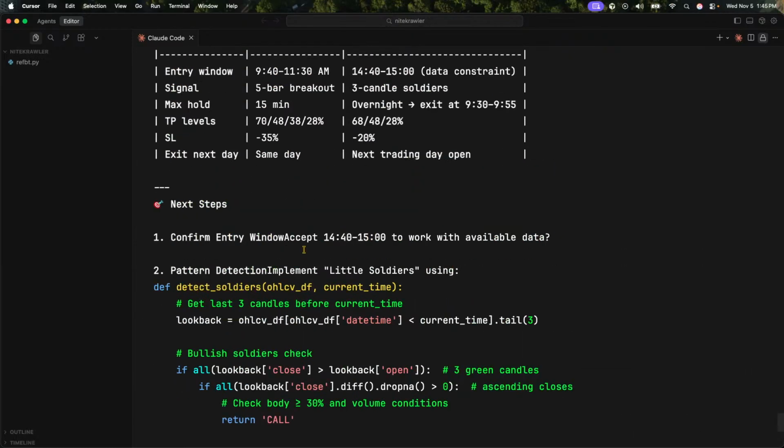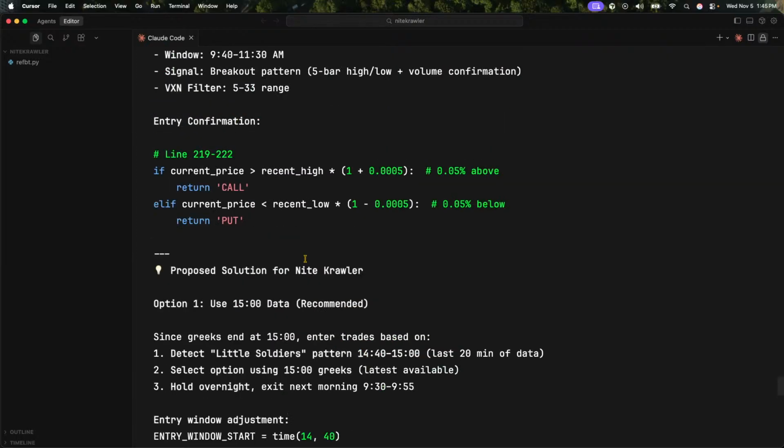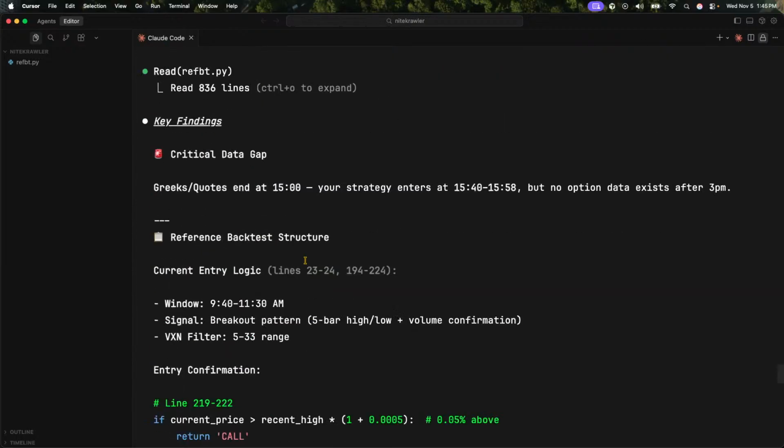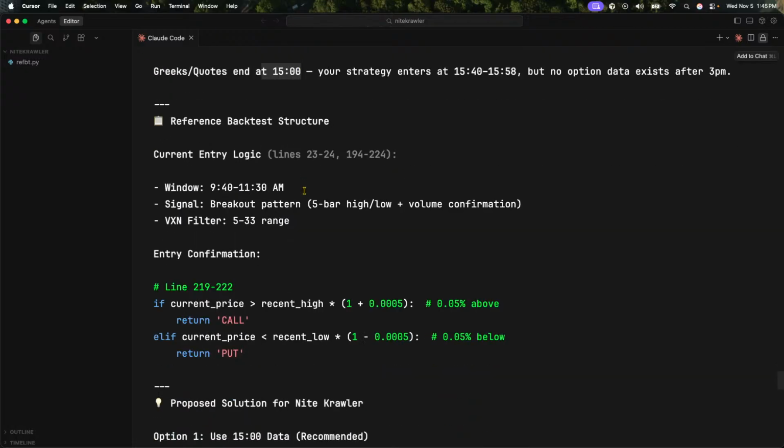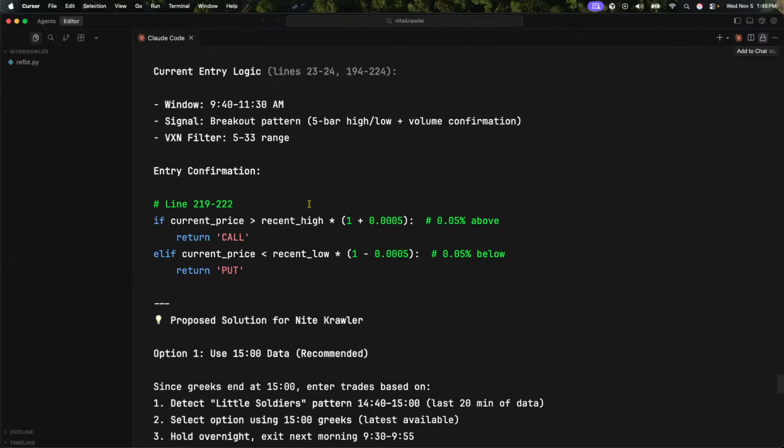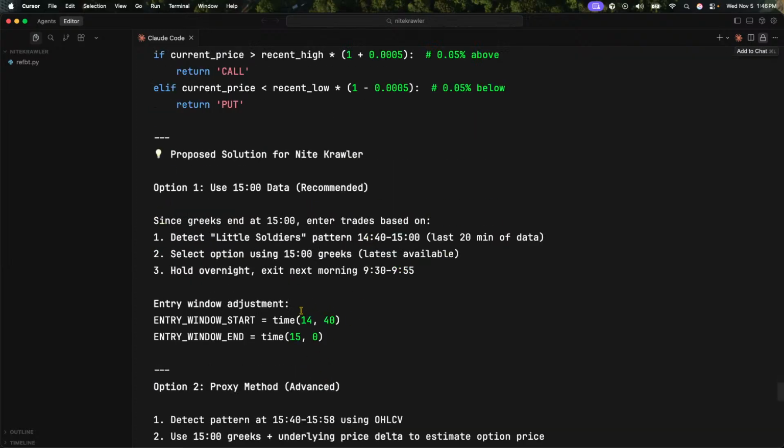All right, so we left off on part 2 with having Claude Code review the data. So it's reviewing the data and letting us know that the Greeks we have stop at 3 o'clock. I don't know why it's using military time, but whatever. It stops at 3 o'clock, and it's recommending that our current backtest reference code use 2:40 to 3 o'clock, right?